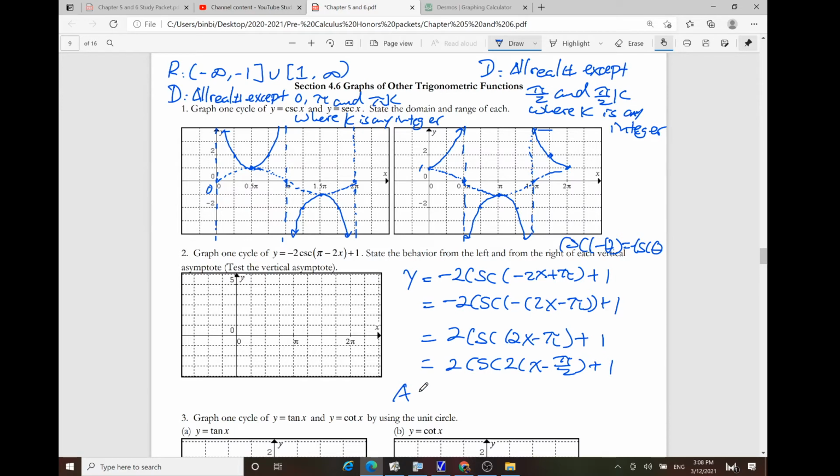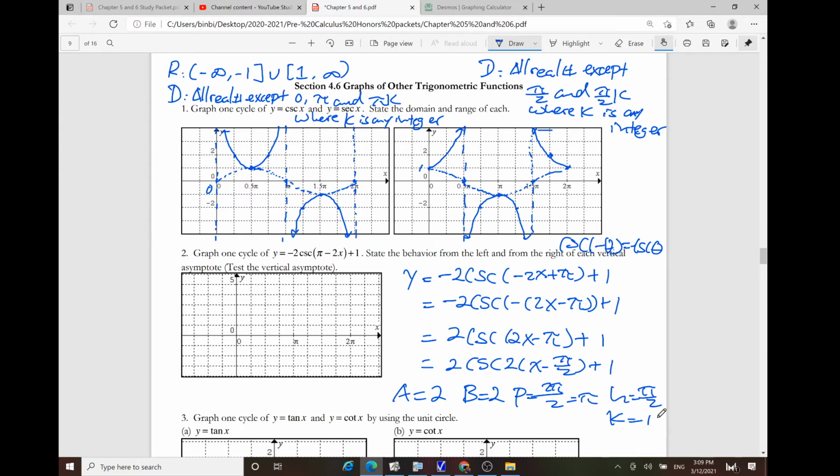So the amplitude, well, it's not the amplitude, just the initial height, 2, or the scale factor, okay? So the vertical stretch factor. And the other one, the horizontal stretch factor, that would be 2. So that means the period is 2 pi over b, 2 pi over 2, which is pi. So h is pi over 2, and then k is 1.